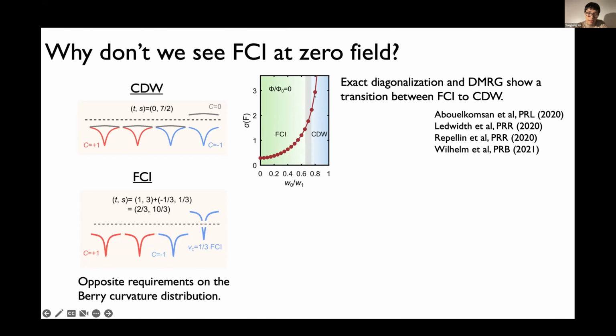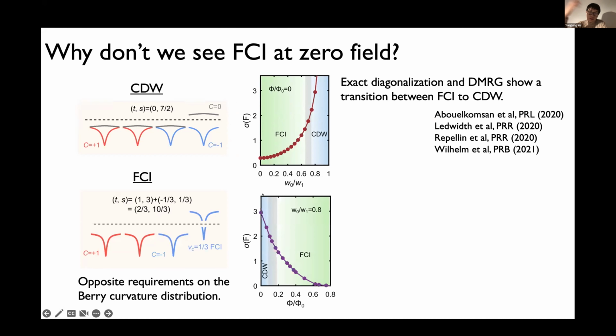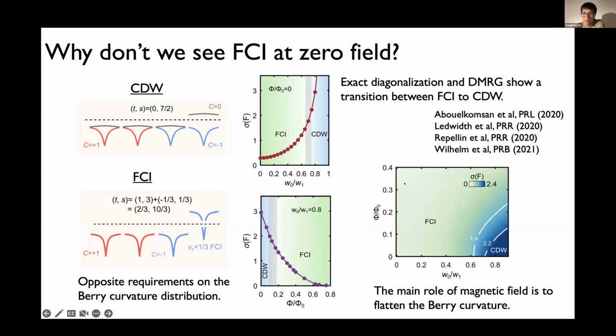And you can extend this kind of calculation to finite magnetic field. What our collaborator found is that when you apply magnetic field, the Berry curvature distribution becomes more and more homogeneous, and at some point it goes below a certain threshold where fractional Chern insulator becomes favored. You can do this calculation over a larger phase space as a function of this tunneling parameter and also magnetic field. And what we find is that around roughly 1.15% of a flux quantum, that's around 5 Tesla, you would start to favor a fractional Chern insulator. And then we conclude that the main role of the magnetic field is to flatten the Berry curvature.